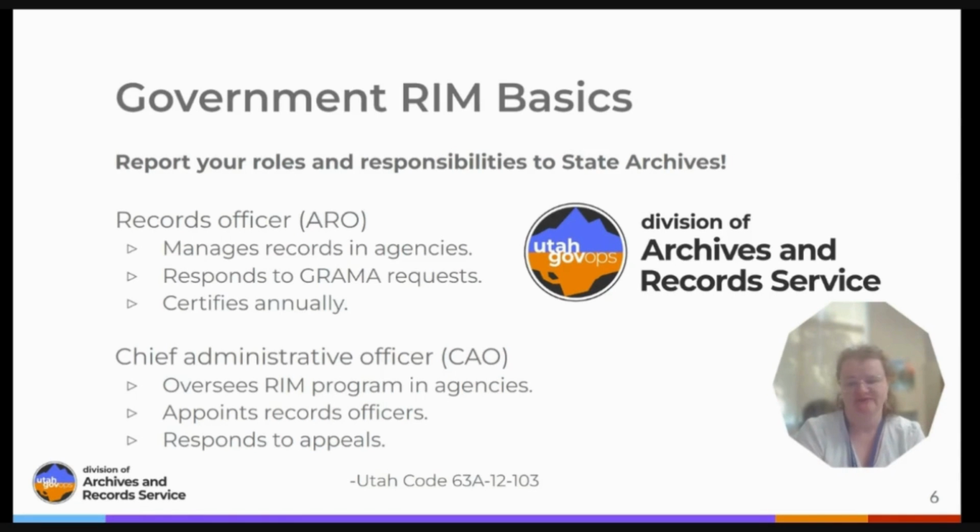So appointed records officers may be responsible for overseeing records management of a department, or they may only be responsible for responding to GRAMA requests, or they might do both. Anyone appointed to this role is required to report this role to the state archives and certify annually. You can certify on our website. It is also important to ensure that your government also identifies the chief administrative officer who will oversee your records program and report their role to state archives too, because this person will officially appoint new records officers and will be asked to respond to GRAMA appeals.